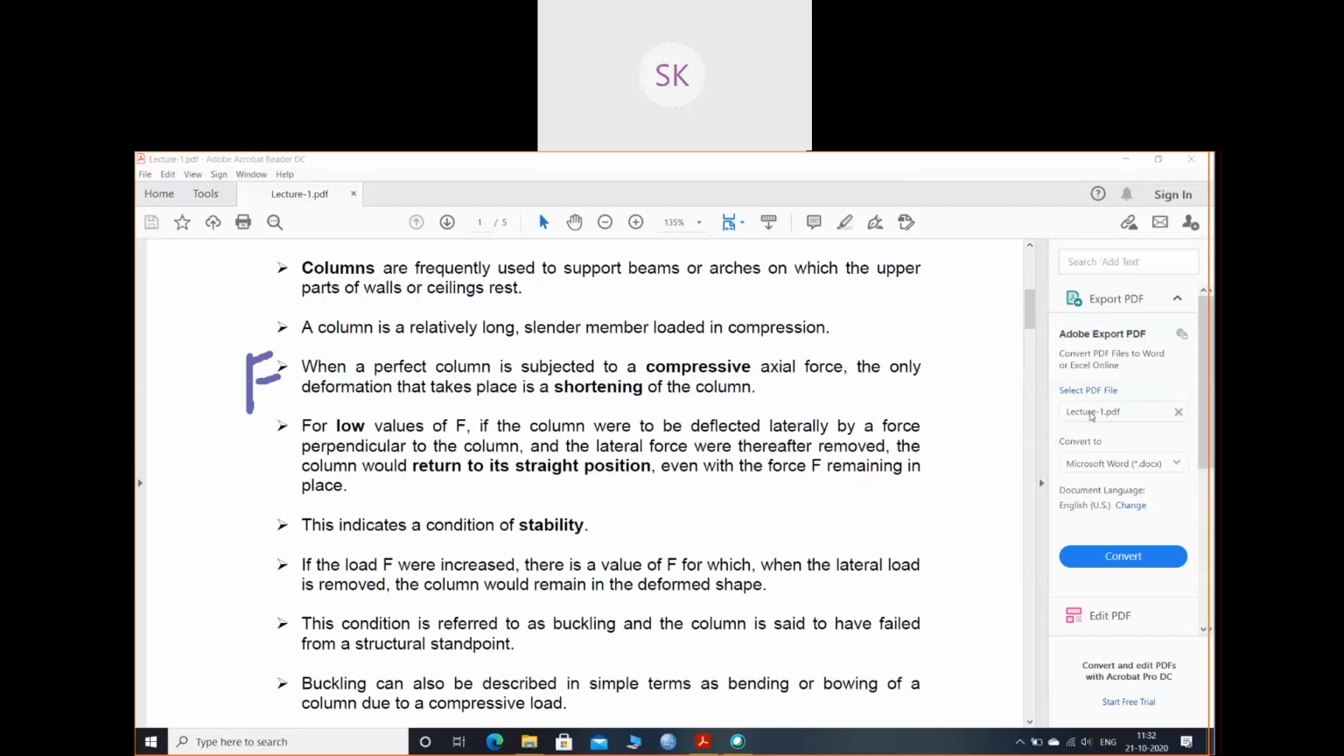Let me draw here. Suppose this is your original column. Hope I'm annotating and you're able to see. Is that okay? Please type in the chat box. I've drawn a column, a circular column. Let me change my color.